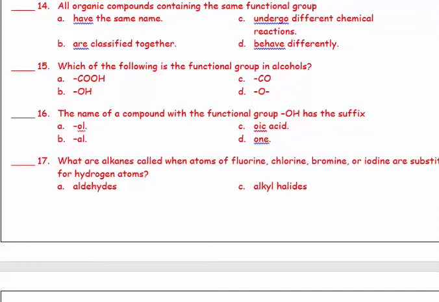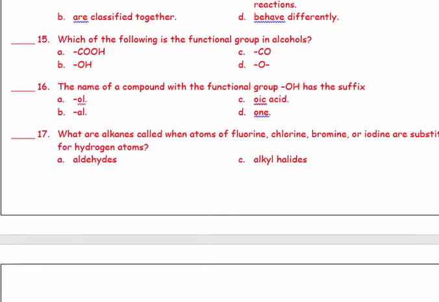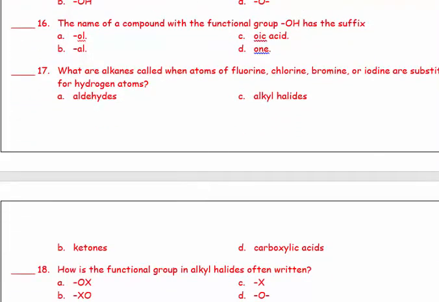17. What are alkanes called when atoms of fluorine, chlorine, bromine, or iodine are substituted for hydrogen atoms? First of all, whenever fluorine, chlorine, bromine, or iodine are substituting hydrogen atoms, of course, these 4 elements are halogens. So whenever they are replacing hydrogen atoms, we call them alkyl halides. Halides because it's coming from the word halogens. So now they are alkyl halides instead of just being alkanes.